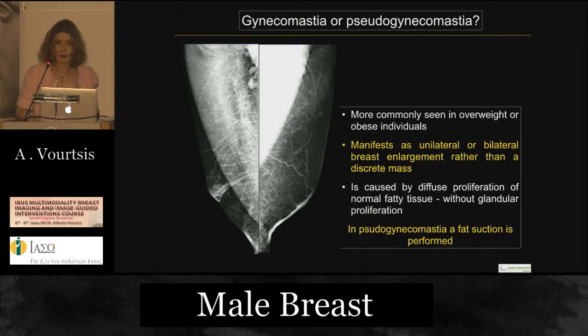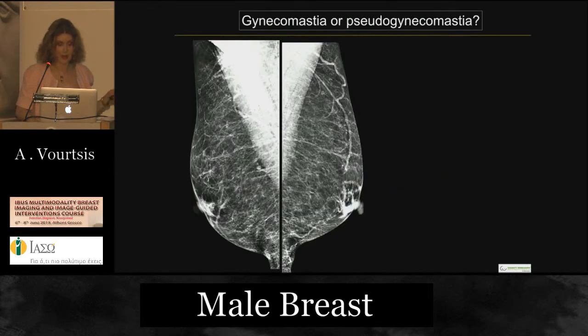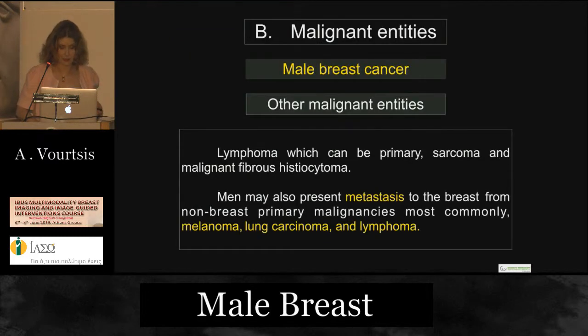We must be able as radiologists to differentiate gynecomastia from pseudogynecomastia, where you can see here there's only fatty tissue. It manifests as unilateral or bilateral breast enlargement and is caused by diffuse proliferation of the normal fatty tissue without any presence of glandular proliferation. And this is a case here. You can see here all the fat tissue without any density.